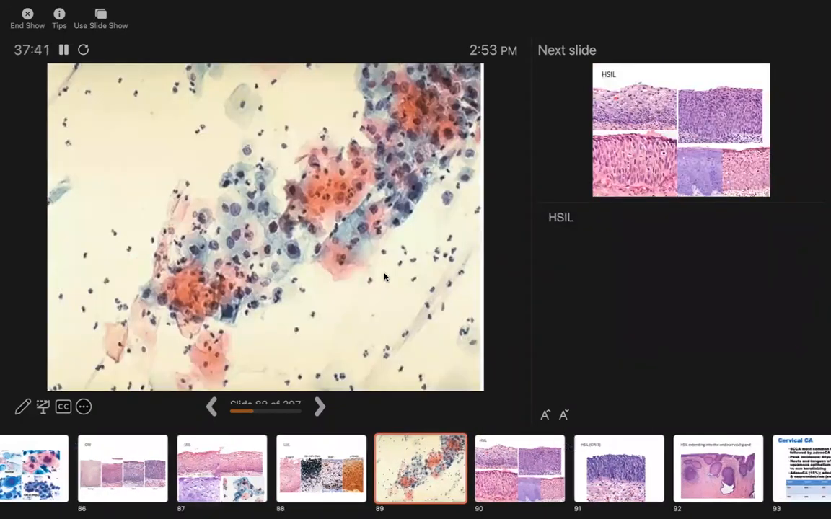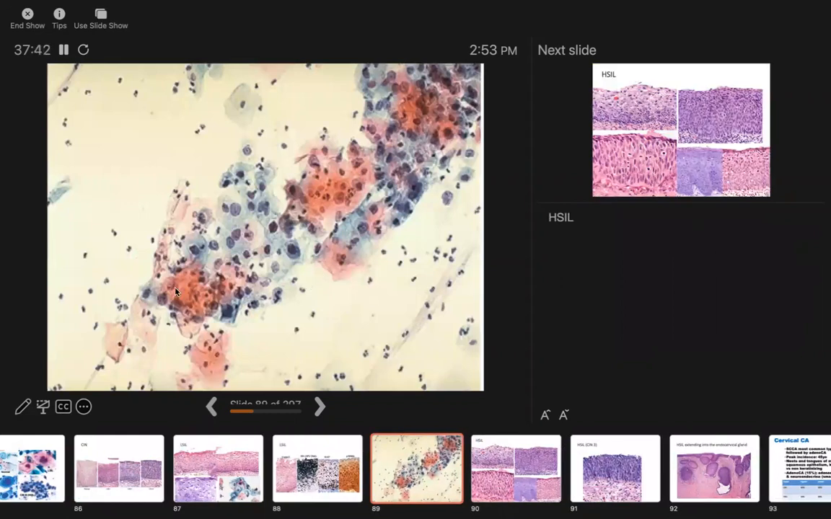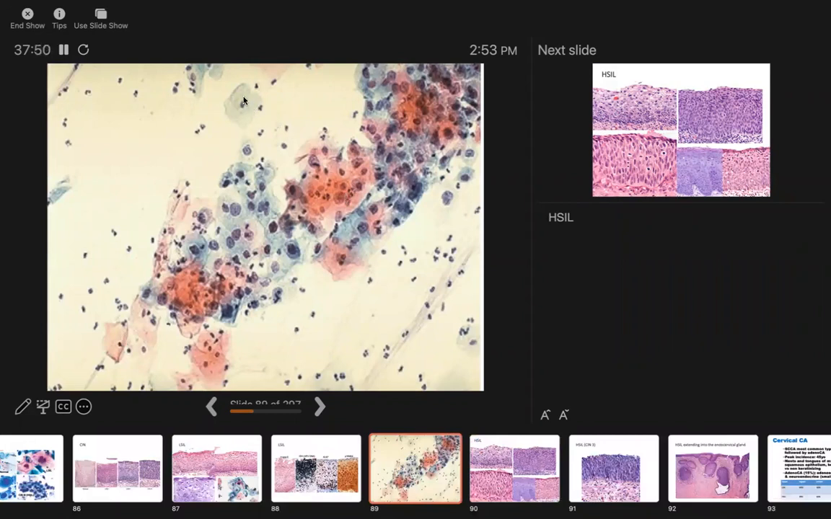So let's take a look again at this slide. So if you're following, this is normal, squamous. This is dysplastic. Again, that's normal, intermediate, that's dysplastic. So when we are interpreting the PAPS, we are very much looking for these changes in the nucleus and in the cytoplasm.